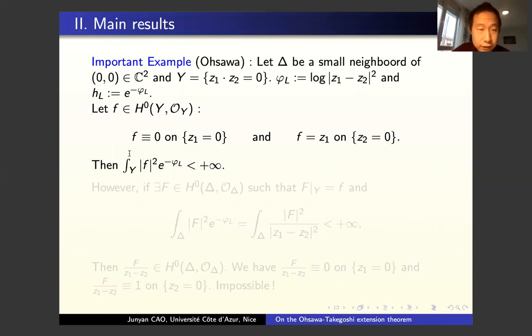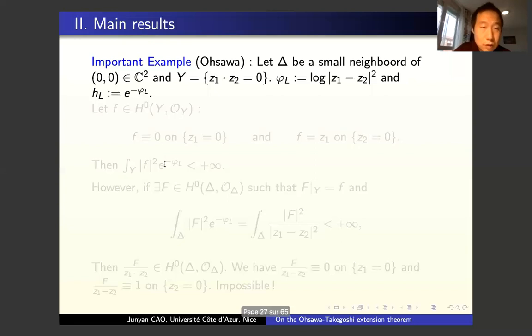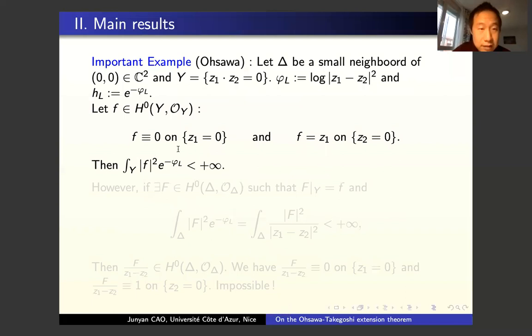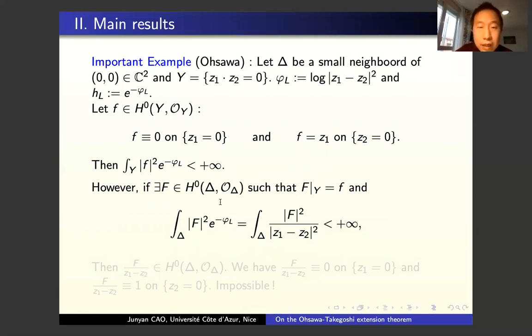It's easy to see that this L2 norm, which corresponds to the L2 norm in the global case, is bounded. However, we could not find an L2 extension. That means we could not find a holomorphic extension such that its L2 norm is bounded. Why? Because if we assume by contradiction that we can find a holomorphic extension such that its L2 norm is bounded, then by the choice of this metric, we know that this integral is bounded.